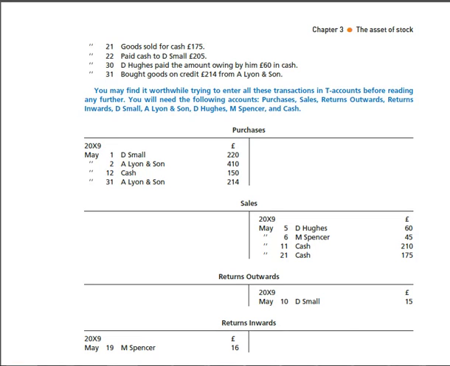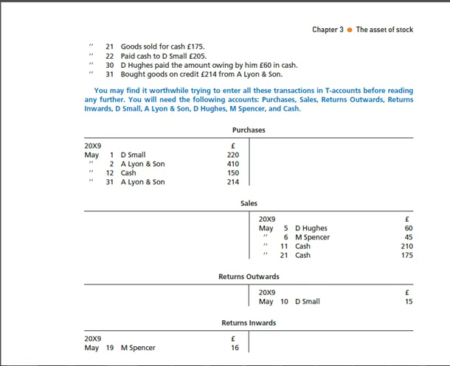Going on to the second last entry, D. Hughes paid the amount owing by him, £60 in cash. Cash is coming into our account because D. Hughes paid us. So cash would be debited because it's an increase in asset. D. Hughes was a debtor, which means an asset account. He has paid the amount he owed to us, which means that the debtor account would be reduced. Debtor account is an asset account. When it's reduced, it would be credited. So cash would be debited and D. Hughes would be credited.